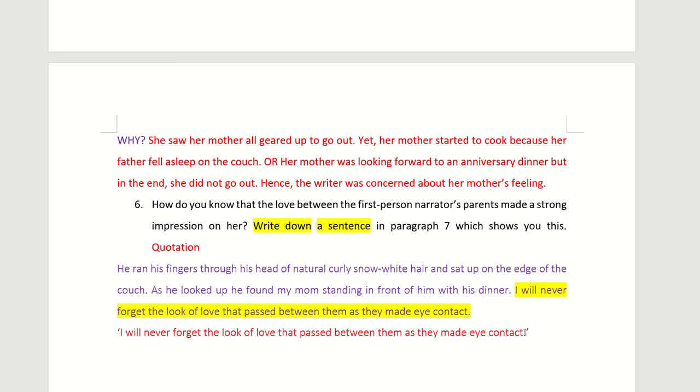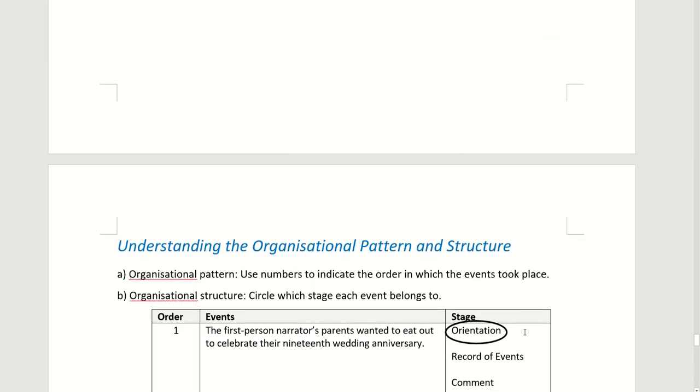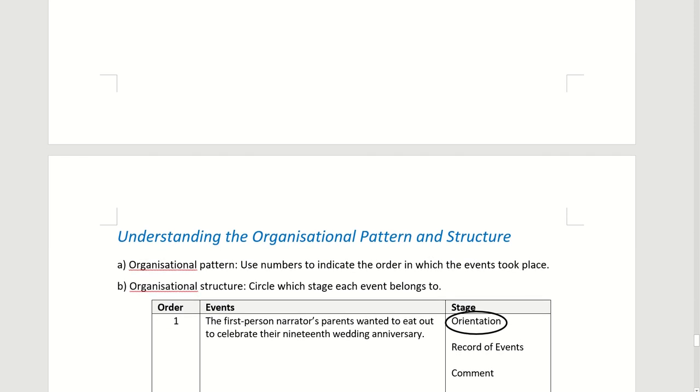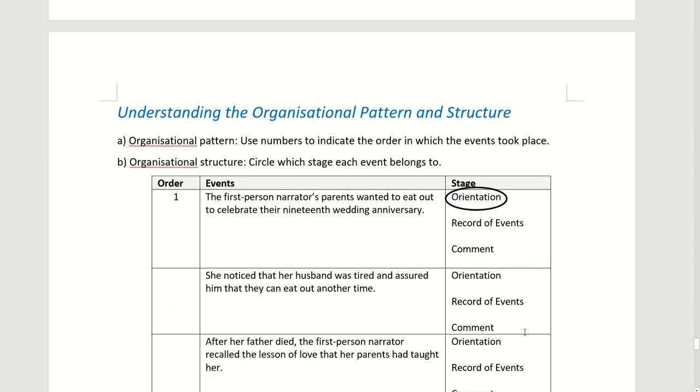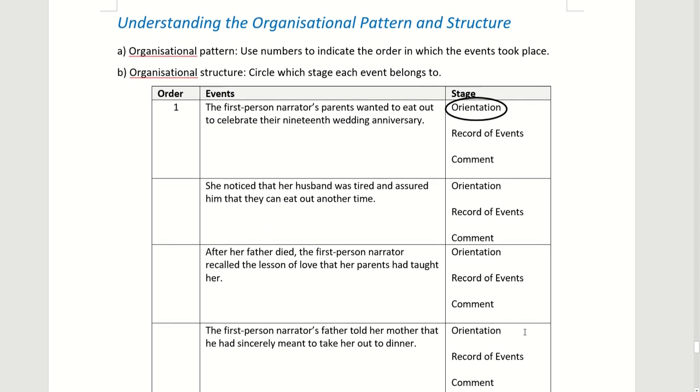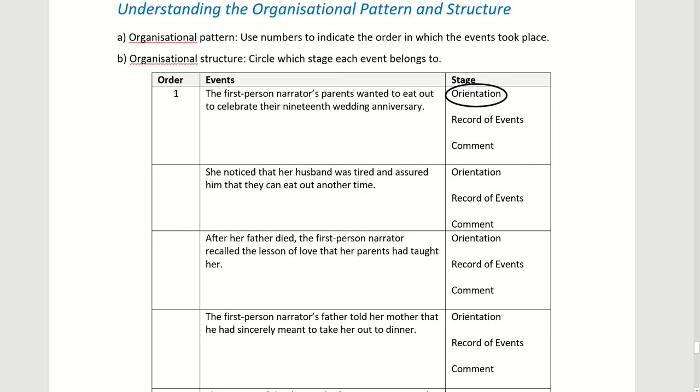Next, understanding the organization pattern and structure. Okay, this is on page 325. So for the organization pattern, use numbers to indicate the order in which the events took place. Organization structure, circle which stage each event belongs to. So, I went through this before. This is not the first time that we are doing something like that. So let's go through the events first.